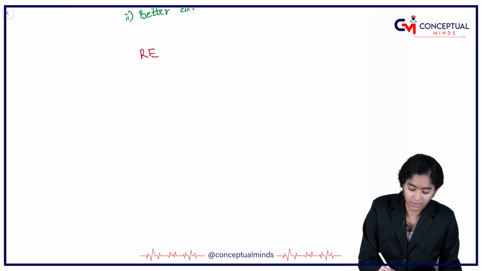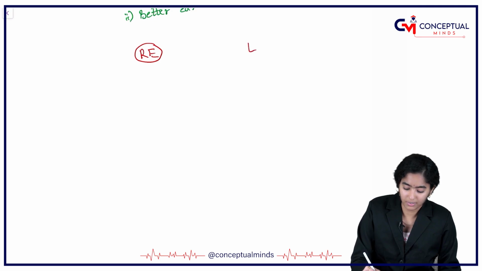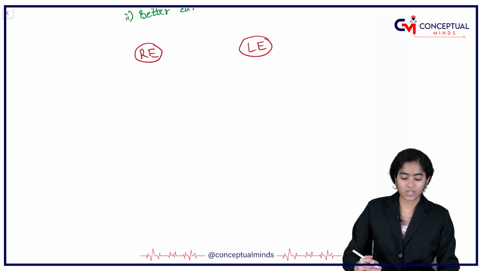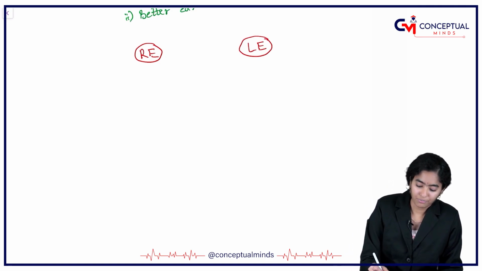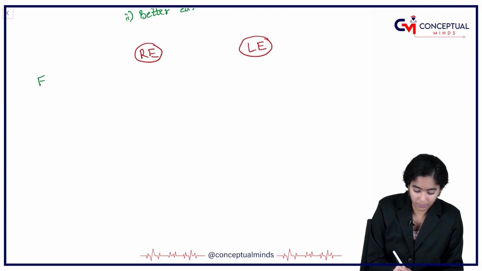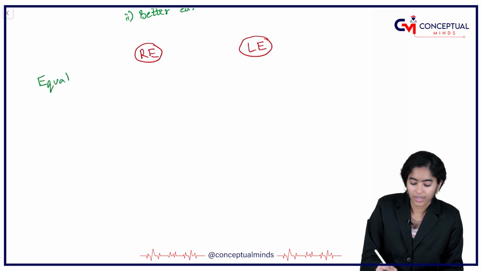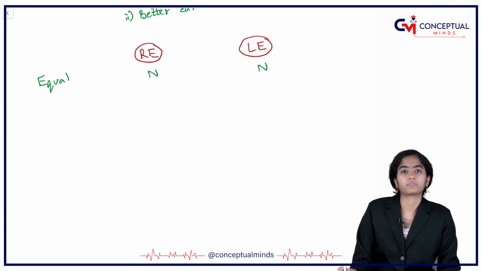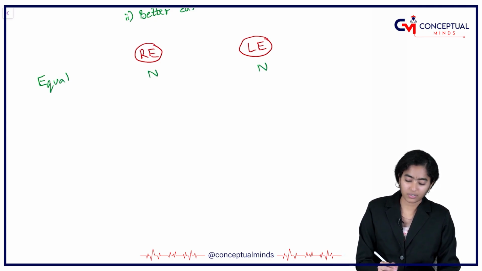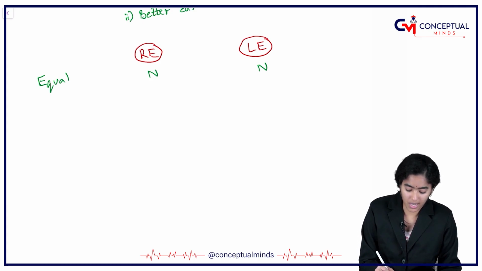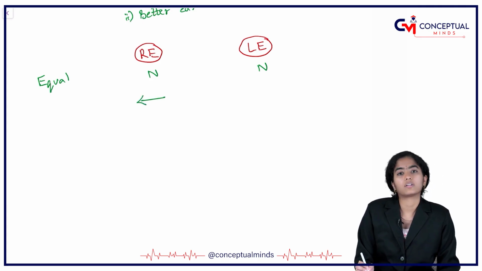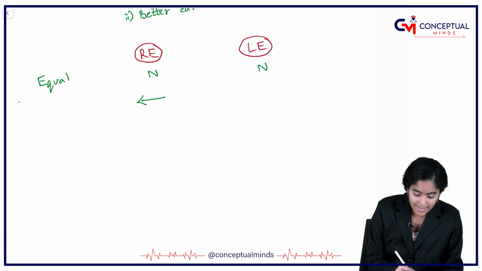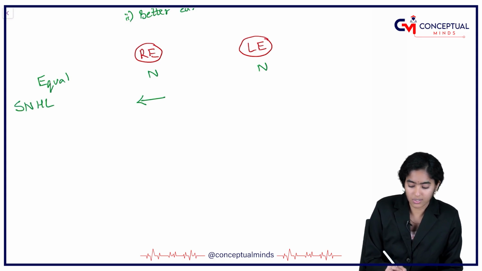Say this is the right ear and this is the left ear. And let us see various possibilities. If at all the patient says equal, that means both are normal. If the patient is perceiving sound towards the right ear, what does that mean? It means the patient is having sensorineural hearing loss of the left ear.